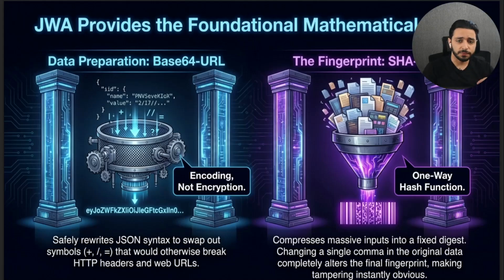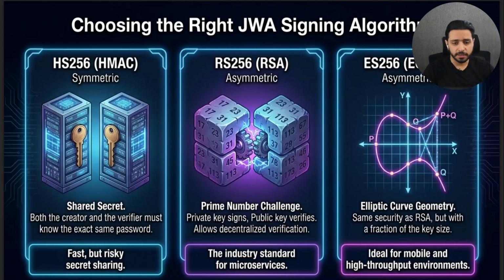When we use these hashes for security, we use 3 main methods that we talked about before. The simplest method is HMAC, using algorithms like HS256. It combines the hash function with a shared secret or a password. To verify the token, both the sender and the receiver must know the exact password. If they do, they can run the same math and see if their results match.